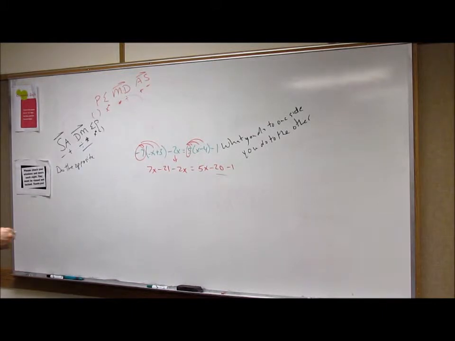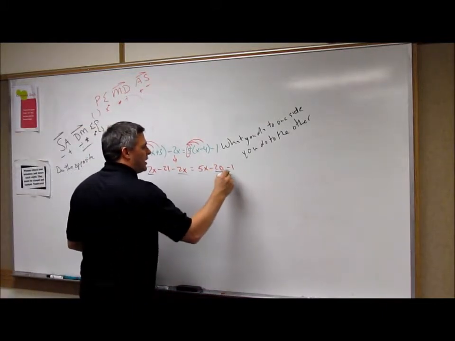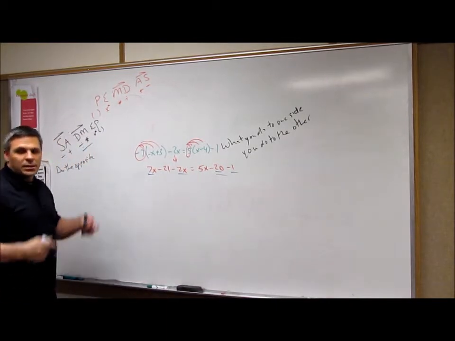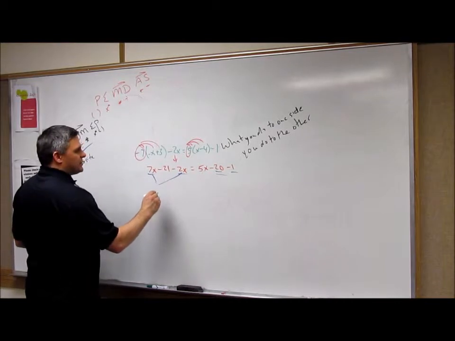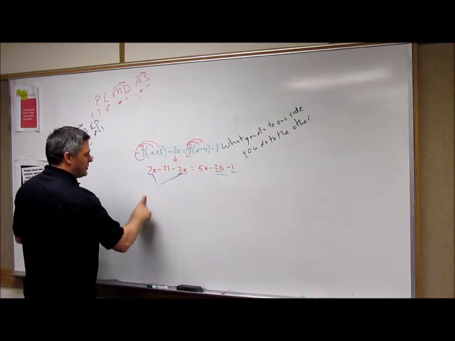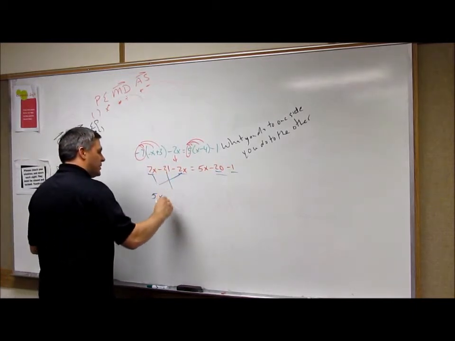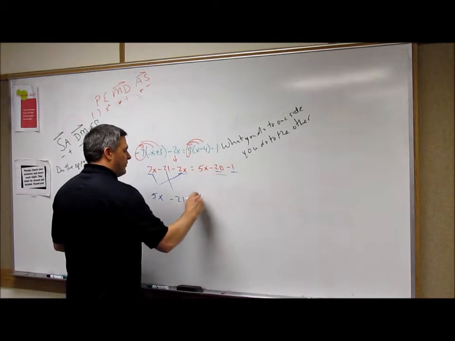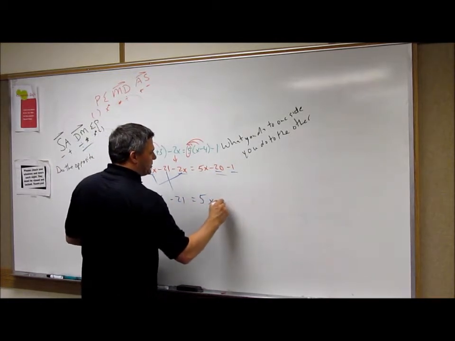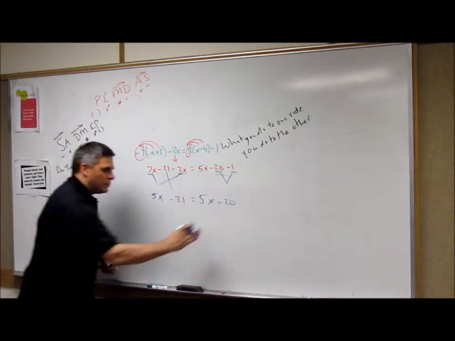Okay, so now I got my like terms. Put them together. X's go first. So plus 5x. And then bring this down. Minus 21 equals 5x minus 21. Okay? Did you put one line under them ones too?